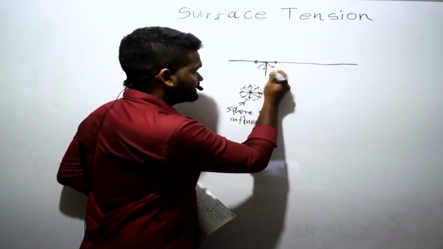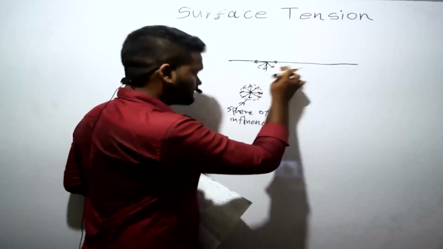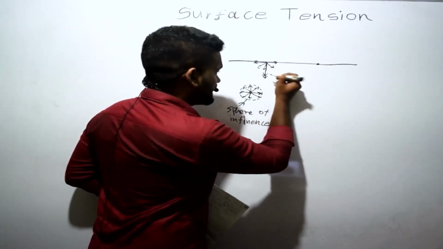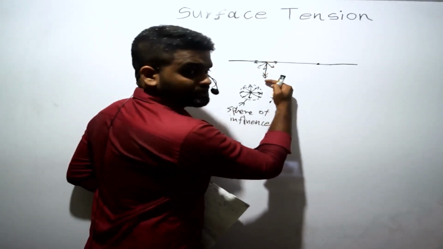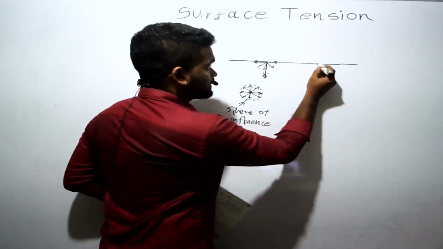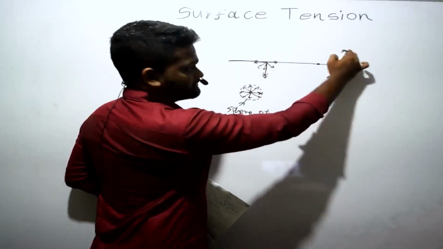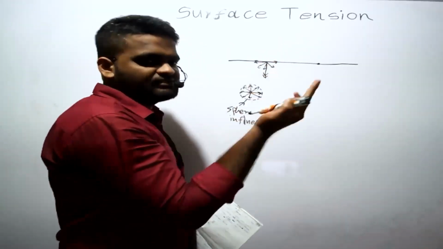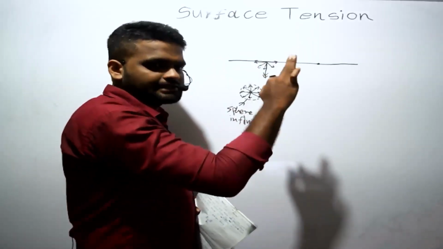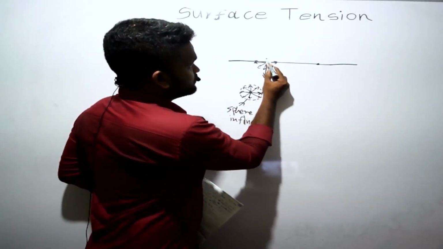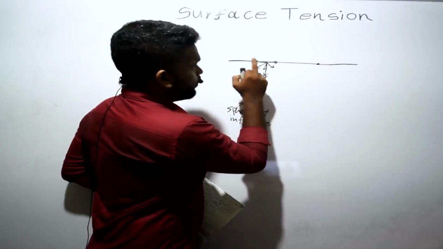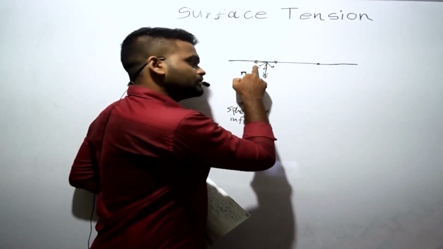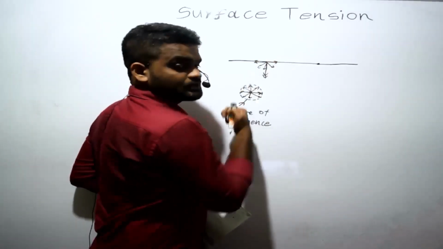You can see there is an unbalanced force downwards, right? Because here we might have air. Between air and water molecules, we have very weak intermolecular forces, so we can neglect that. So there are no forces here, right? Only on the water molecules on the surface, there's an unbalanced force downwards.